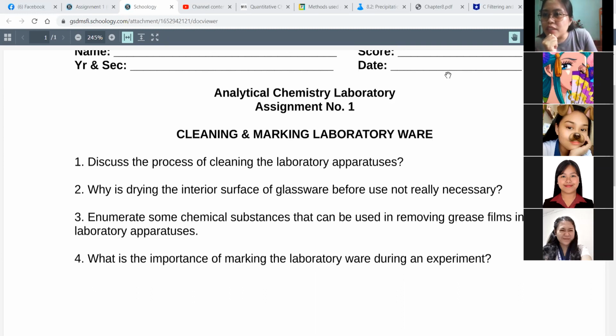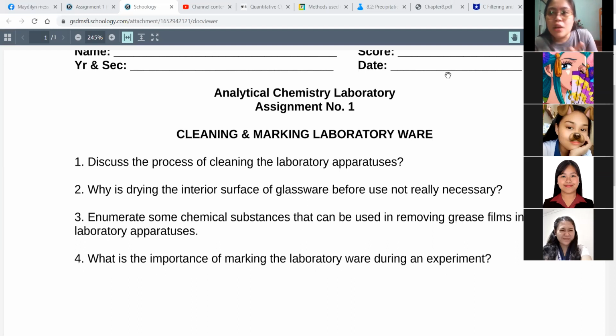Sa laboratories class, we always do replicates or we always do trials. Replicates ang tawag if we have the same sample and then we use the same procedure and we do it at the same time. We call it replicate. Pero if it's the same sample, the same procedure, but different time, meaning unya pa nimo i-test ang isa o kaya ugma, we call it trial. Ha? We call it trial. That's the difference between replicates and trials.